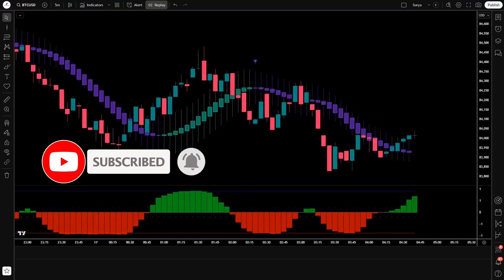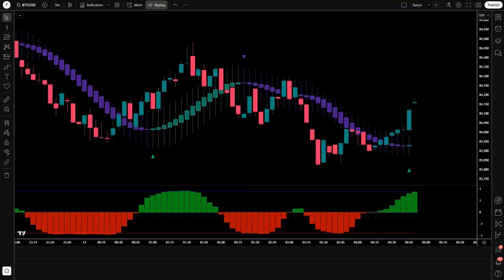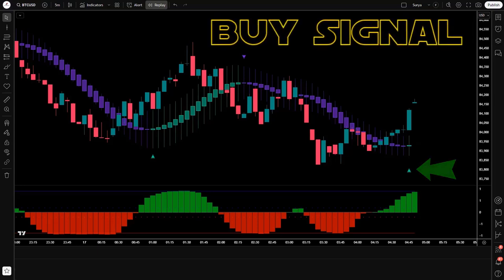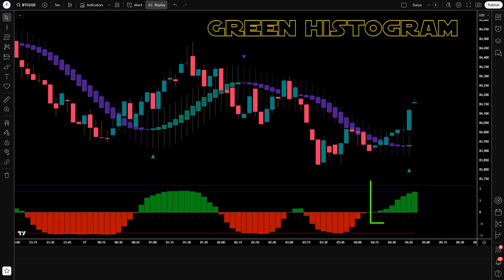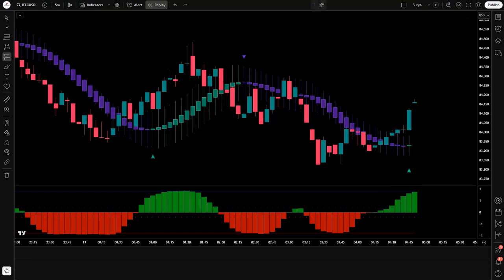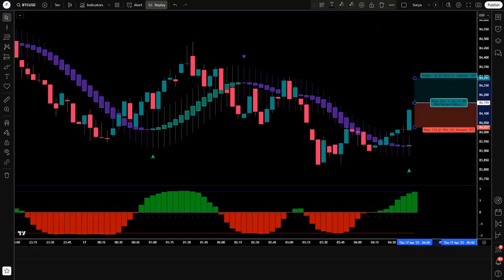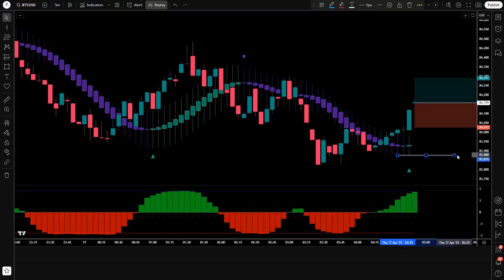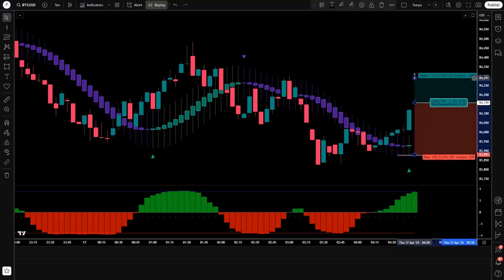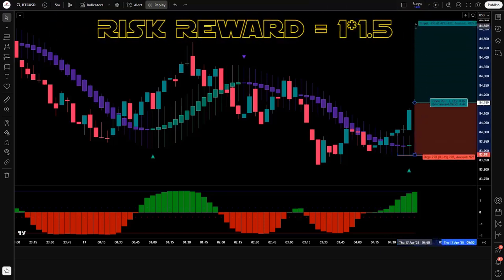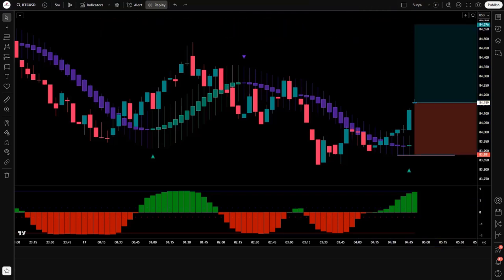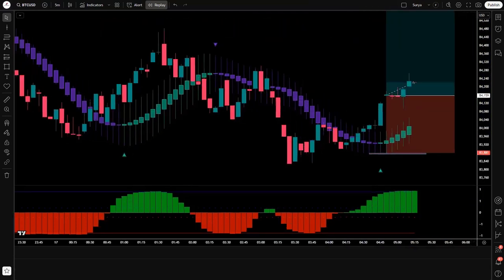Let's see how we use trading setups. When the triangular hull moving average indicator has given a buy signal, the premier stochastic oscillator indicator has formed a green histogram. And the market forms a bullish candle, so all these conditions are met, then we have to take a buy order. And our stop loss should be placed at the low of the Hama candle. And the risk-reward ratio will be 1:1.5.